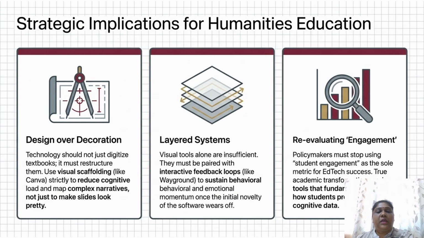The second is the layered system: visual tools alone are insufficient. They must be paired with interactive feedback loops like Baamboozle to sustain the behavioral and emotional momentum once the initial novelty of the software wears off. The third one is re-evaluating engagement. Policy must stop using student engagement as the sole metric of edutech success in place of academic transformation.